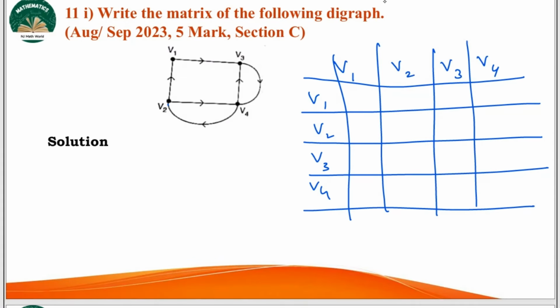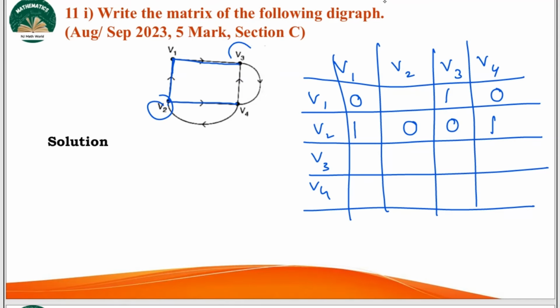So let me check now. V1 to V1, there is no self loop, it is 0. Then V1 to V2, we don't have it, it is not going. Then V1 to V3, yes, it is going, so it is 1. Then V1 to V4, we don't have an edge, it is 0. Then for the second row, we'll go for V2. From V2 to V1, yes, it is going, it is 1. Then V2 to V2, we don't have any self loop, 0. Then V2 to V3, no edge, so it is 0. Then V2 to V4, yes, it is going, it is 1.